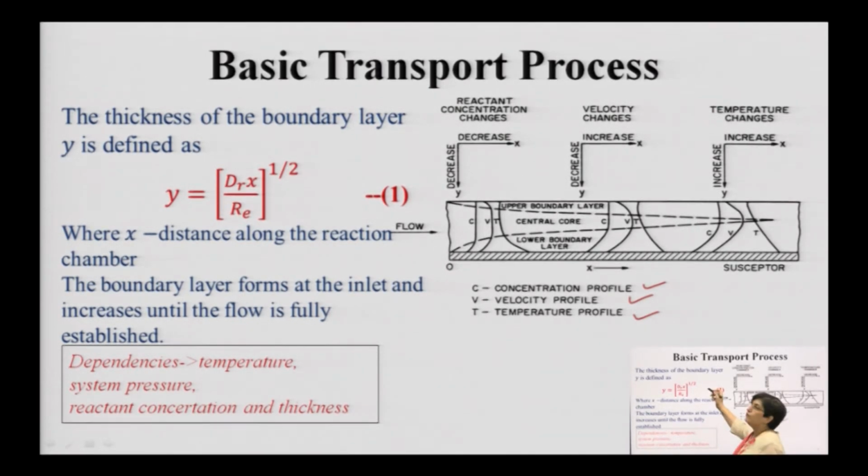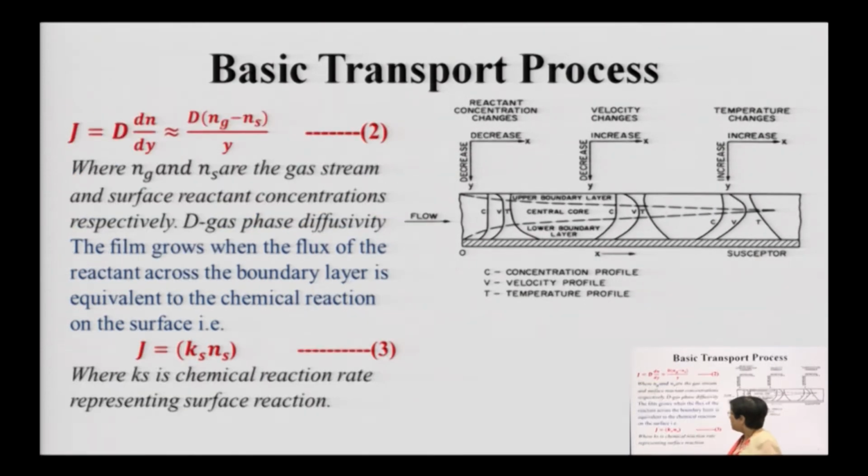And therefore, we need to know along the axis, what is this y, that is the thickness of the boundary layer which is formed within the chamber when the gas is introduced with velocity v. It is directly proportional to the distance travelled x divided by the Reynolds number, raised to the power 1 by 2, that is y is proportional to the square root of d x upon Re. Let us name this equation 1.